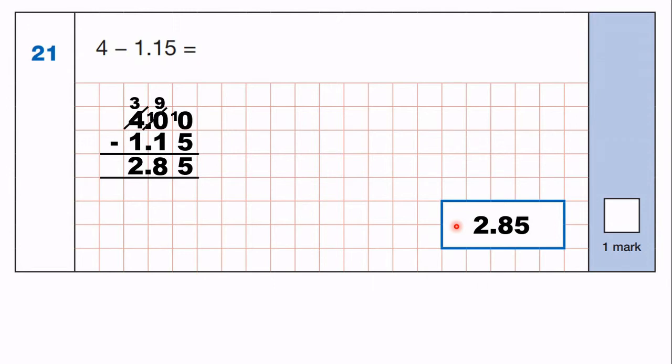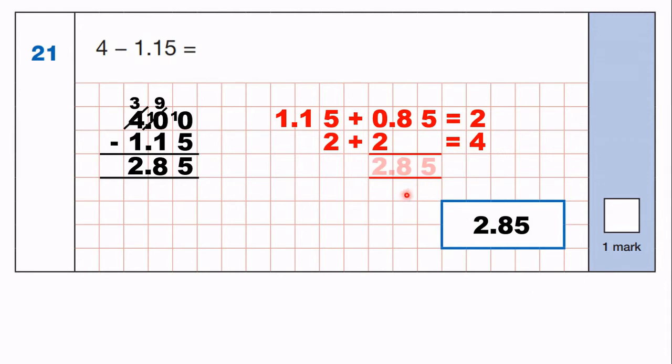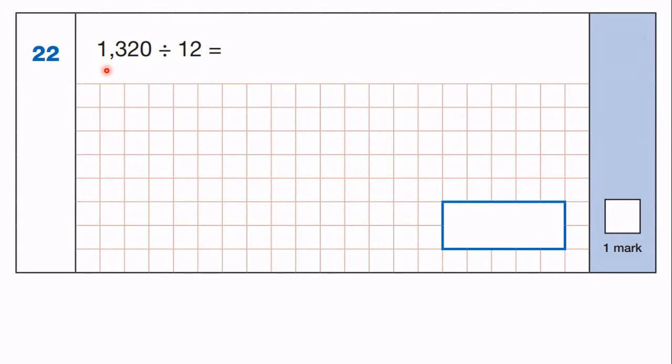We could also solve this mentally by counting up from 1.15. If we add 0.85, that takes us to 2, then adding another 2 takes us to 4. So if we add what we've added, we get our answer 2.85. Question 22.